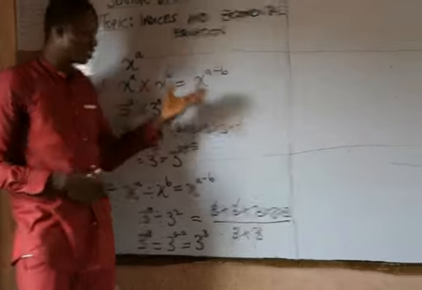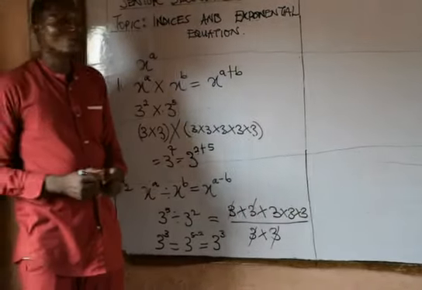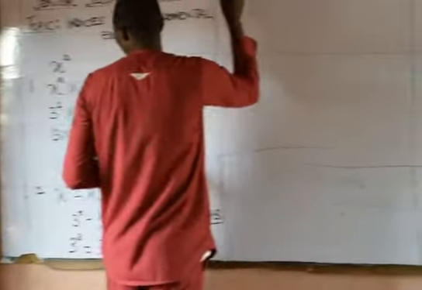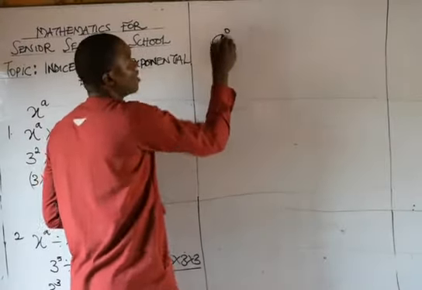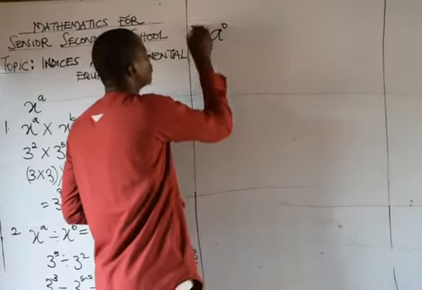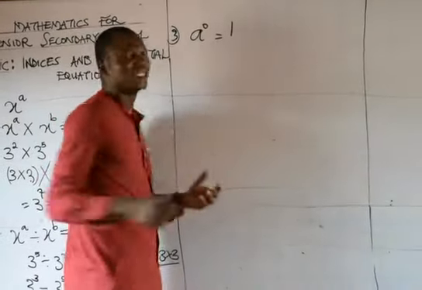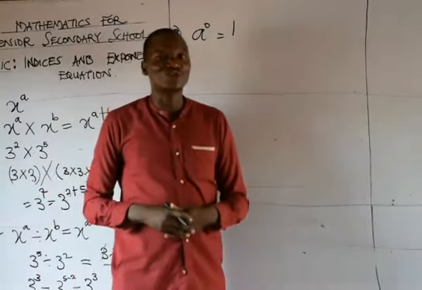So let's move to the third law. The third law, we have a raised to the power of 0, we have it to be equal to 1. Anything raised to the power of 0 equals 1.